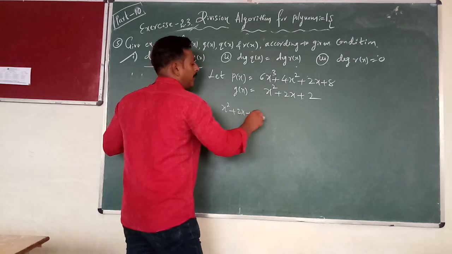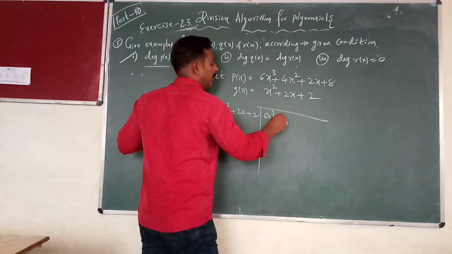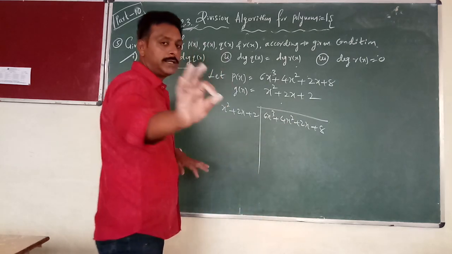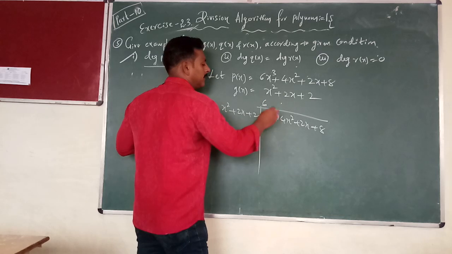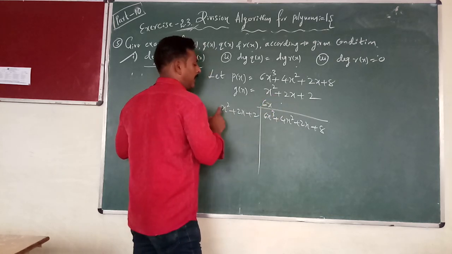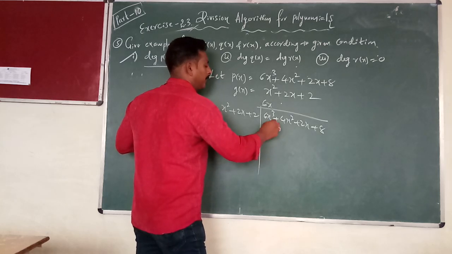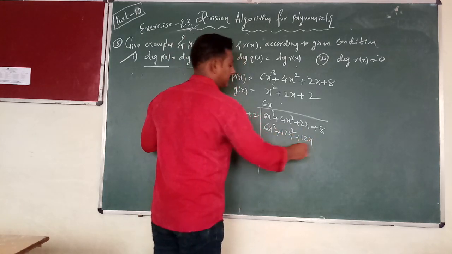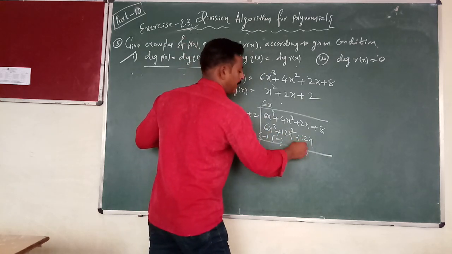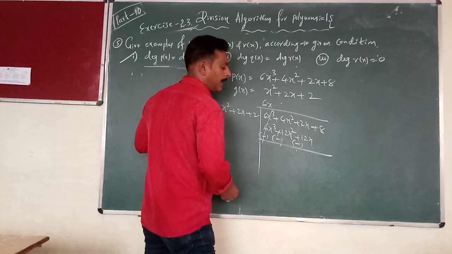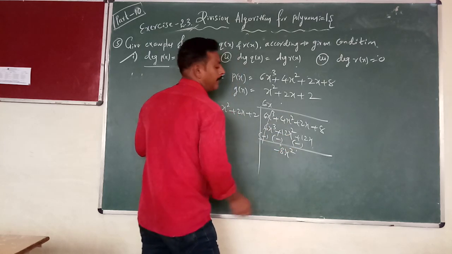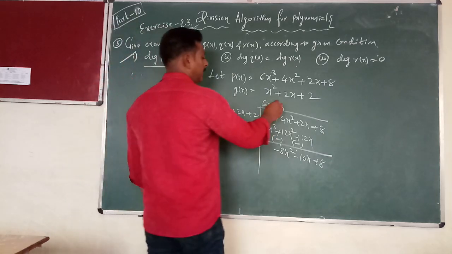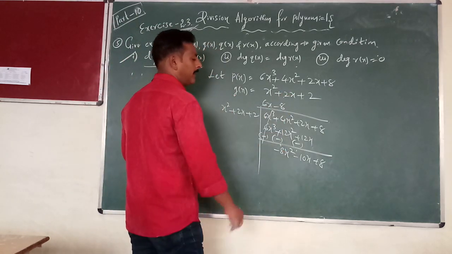We will divide 6x cubed plus 4x square plus 2x plus 8 by x square plus 2x plus 2. Check that the degrees of the answers below will be the same. x square into 6x gives 6x cubed plus 12x square plus 12x. Changing the sign, minus minus minus, first one gets cancelled. 4 minus 12 gives minus 8x square, and 2 minus 12 gives minus 10x plus 8.